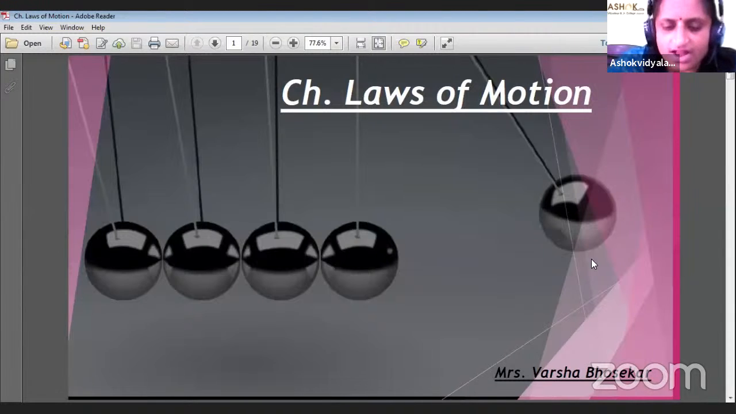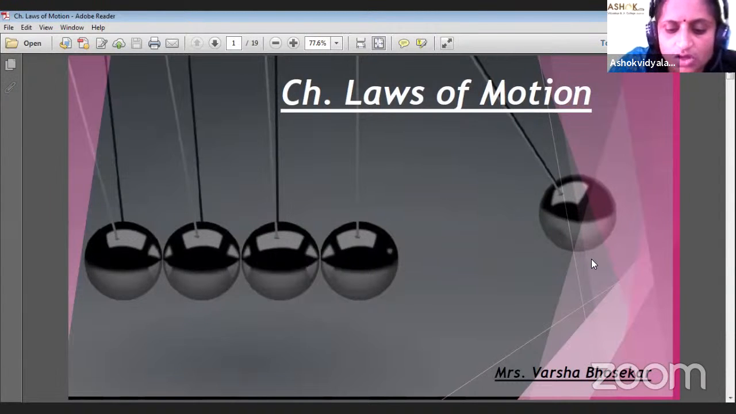Now we are to start the fourth chapter, that is the laws of motion. In laws of motion, what are the different types of motion? What do you mean by kinematical equations and what are they? There are three kinematical equations.